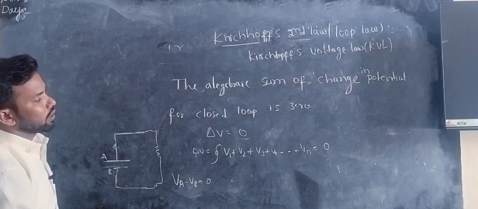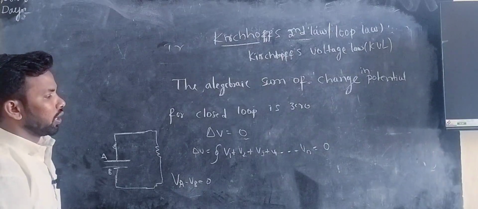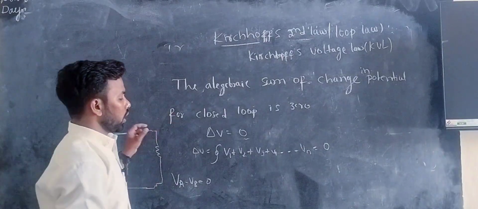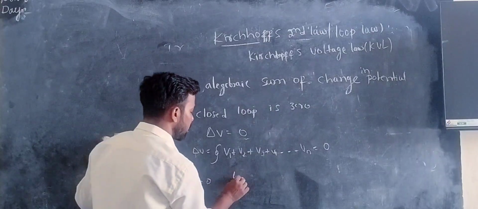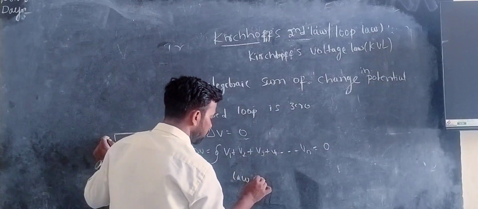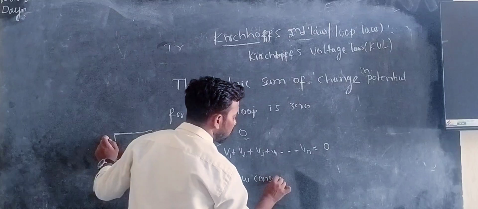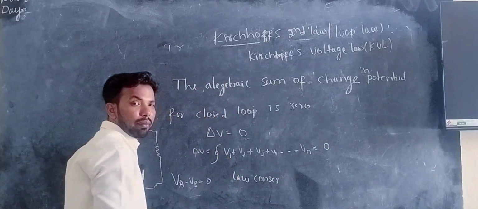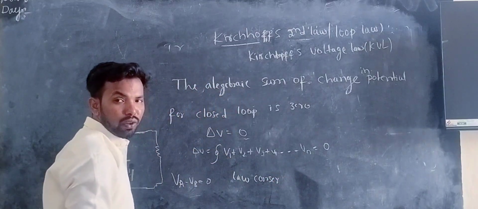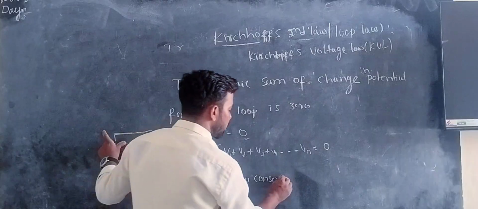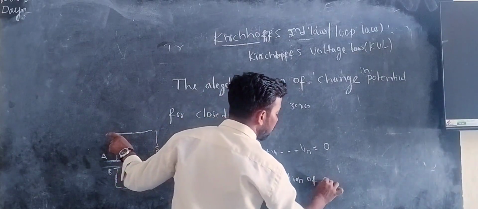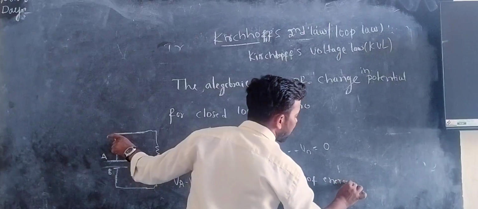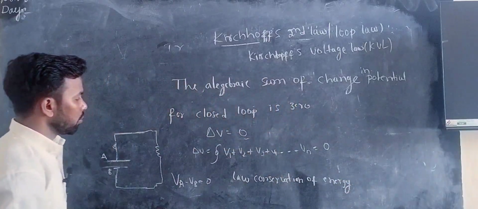Based on this, we'll solve some questions. These two laws are based on the law of conservation of energy. What is the law of conservation of energy? Energy can neither be created nor destroyed, but we can transform it from one form to another. Here we have some rules.